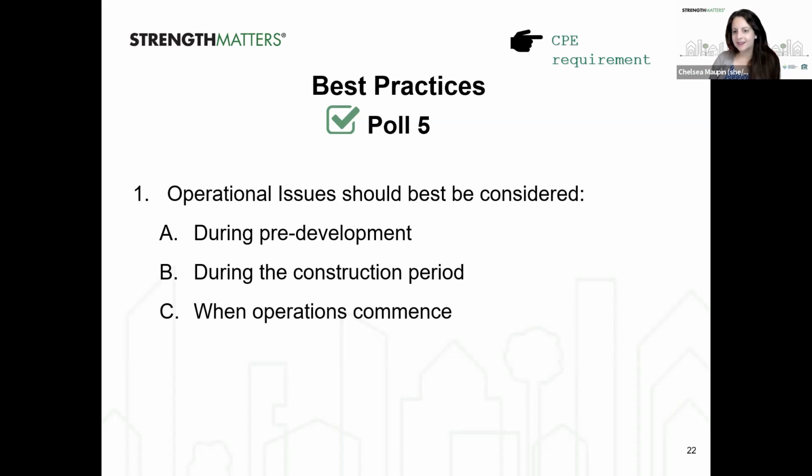All right. We will close the poll, and we'll have the results. That's great. 74% of you think that this issue should be considered during pre-development. That's really great. That's the ideal answer that we were hoping you would click. But then some of you, 6%, said when operations commence. Hopefully, whatever you hear from us during the boot camp, next time you would say it should be considered during pre-development.